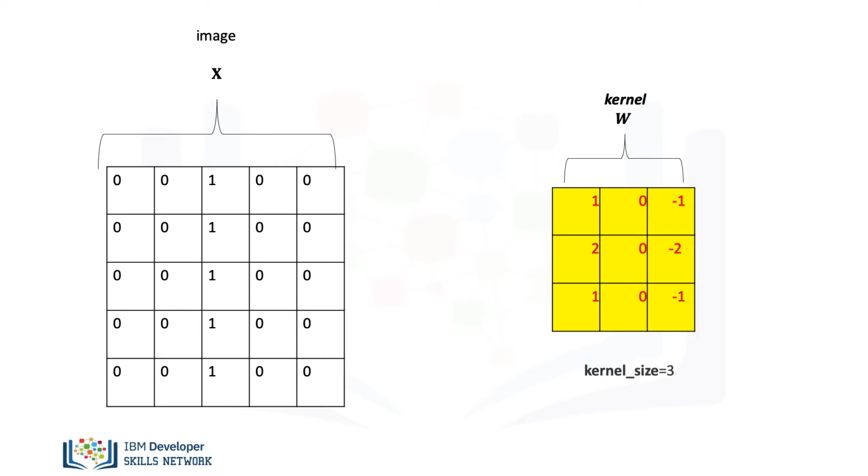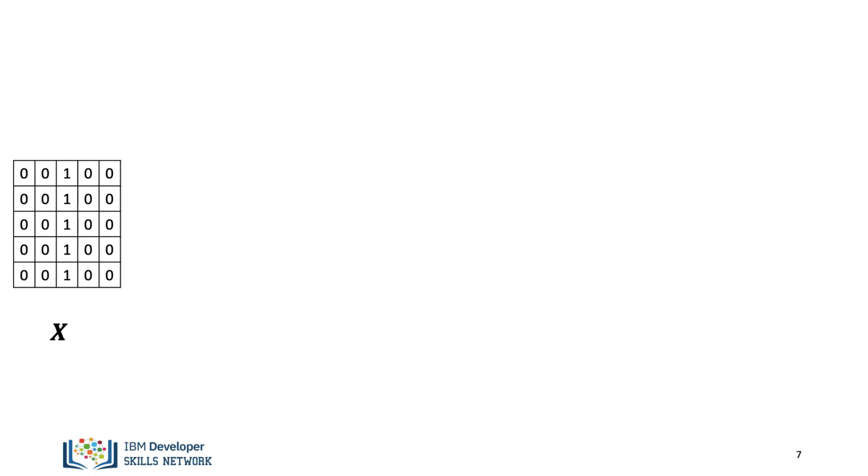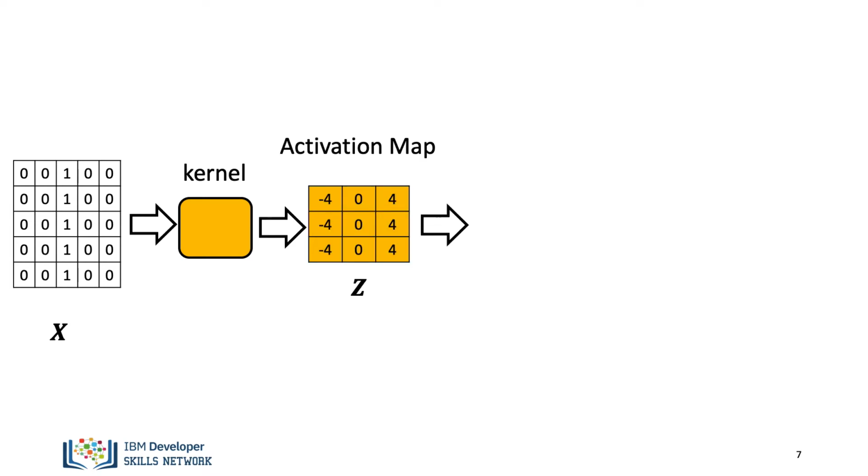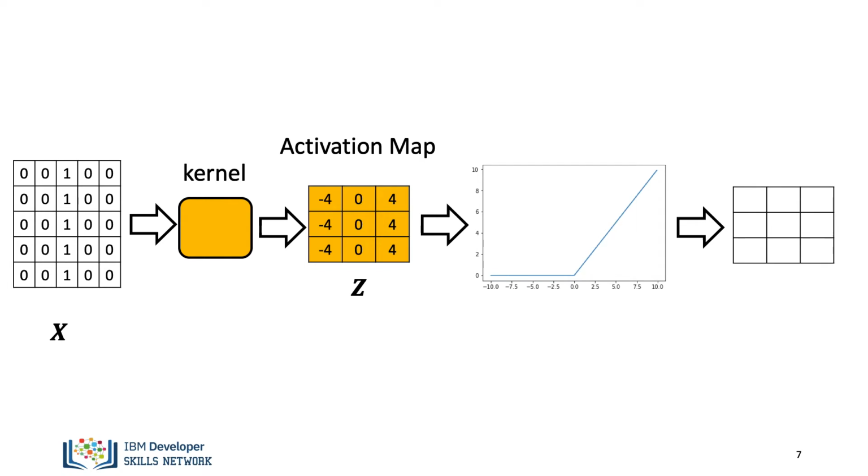Let's do an example. We will have our input image. We will have our kernel. We take our input image. We perform convolution. We have our activation map. We apply the activation function. Let's look at the output.